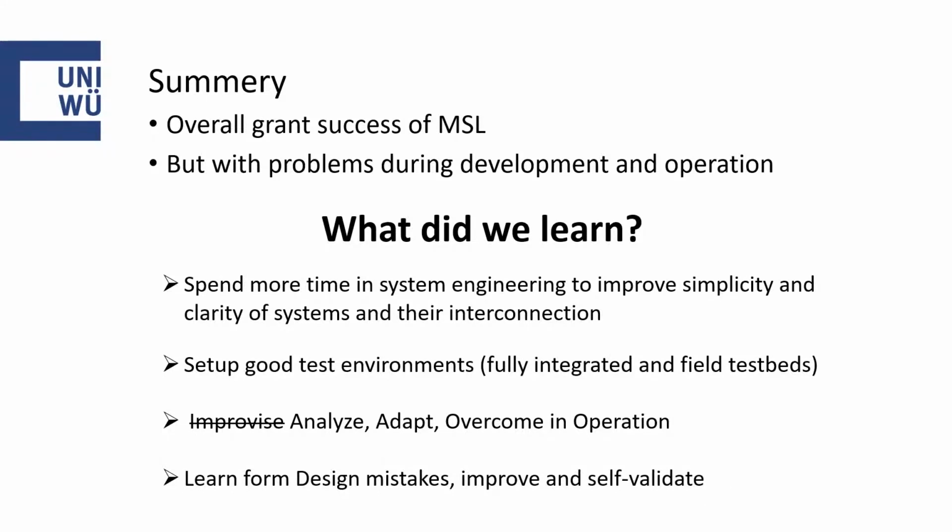The main part is to first of all spend more time on the system engineering part of your project, especially if it's a big project over a few years, and improve the simplicity and clarity of your systems and the interconnections. That means very good documentation, communication, and keeping your system simple and easy to understand for everybody, so that in the later part of the development very few reiterations are necessary to change the whole system. It's very clearly defined and there are fewer problems later on the way.